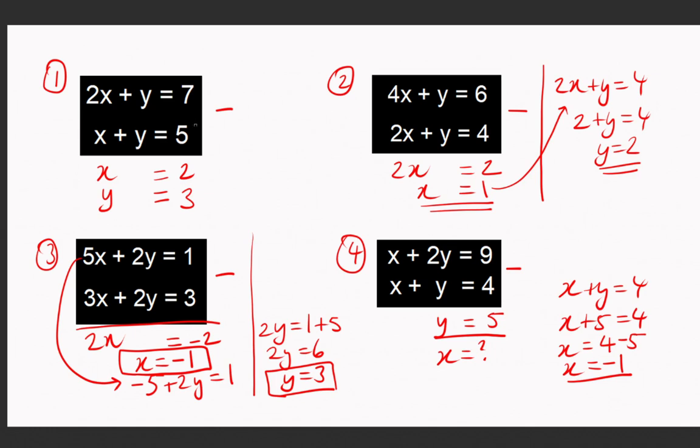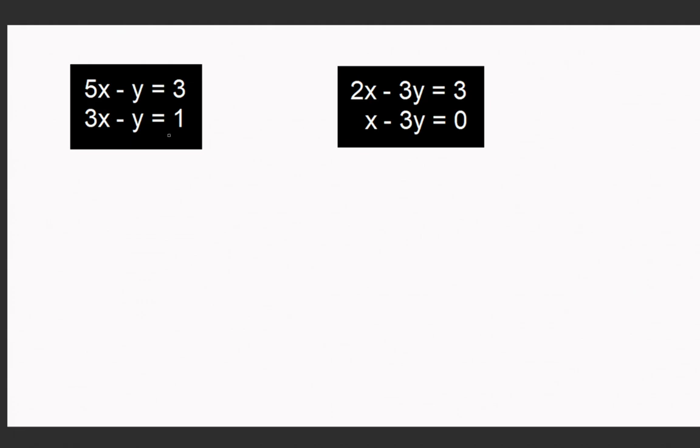Okay, so this method is called elimination. So at the moment when you subtract, one of the letters disappears. Now, what about if we have something like this? 5x minus y equals 3, 3x minus y equals 1. Now, in this case, if we subtract, is one of the letters going to disappear?